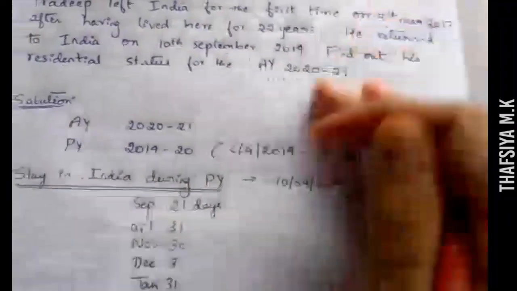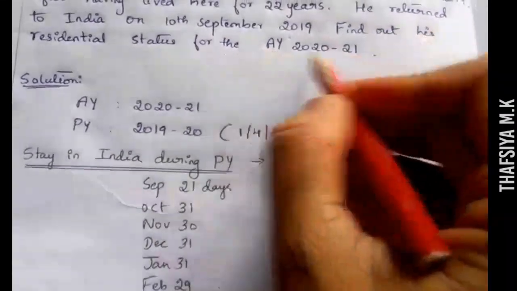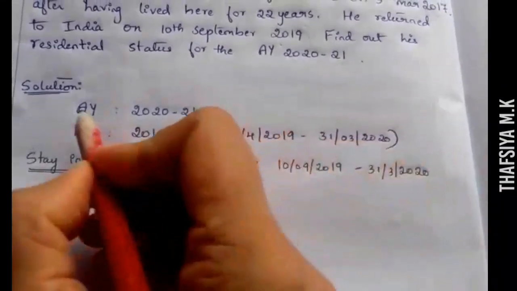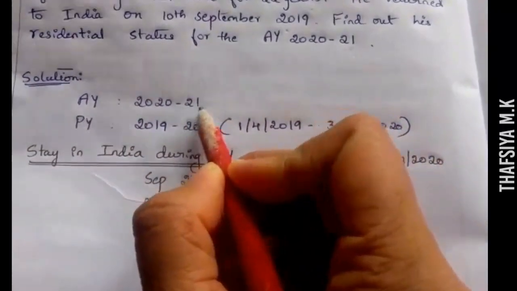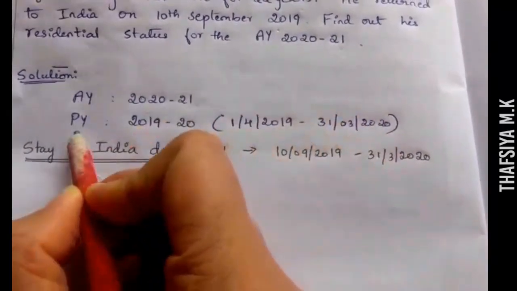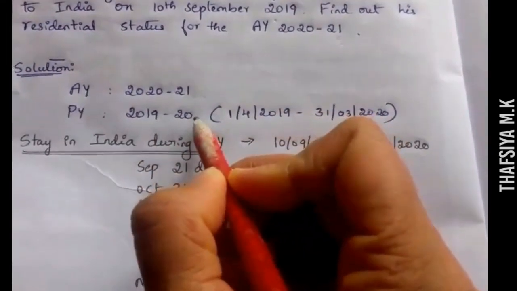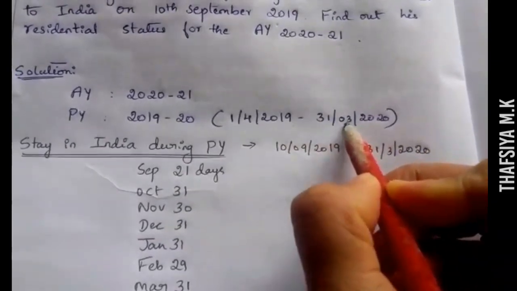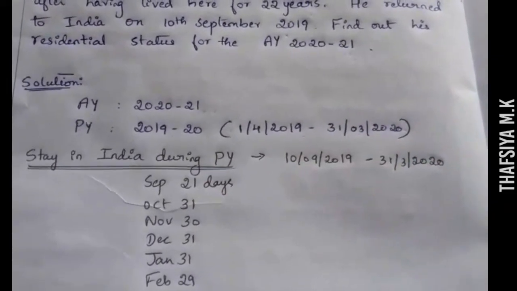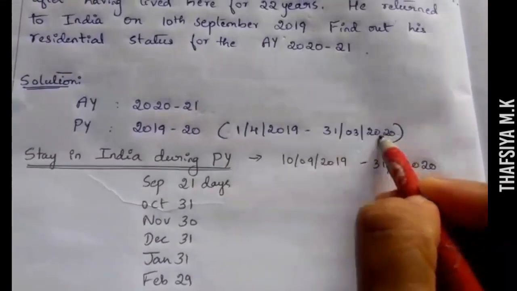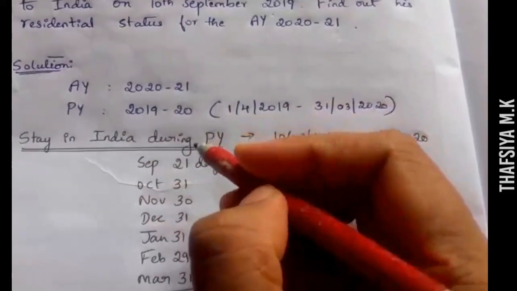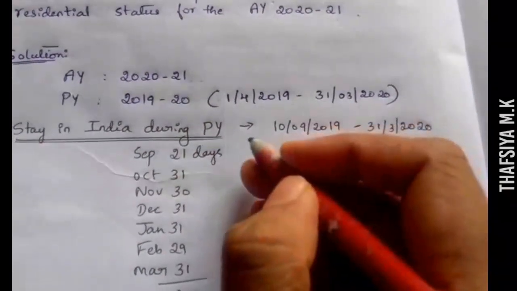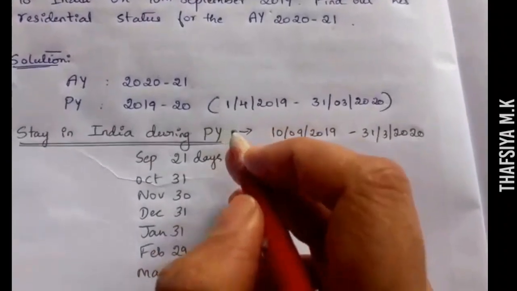Now let's find out the solution. Here they asked the residential status for the assessment year 2020-21. For this assessment year, the previous year is 2019-20, which starts from 1st April 2019 to 31st March 2020. To become a resident, he must satisfy any one of the basic conditions. So we have to find whether he stayed in India during the previous year for more than 182 days.